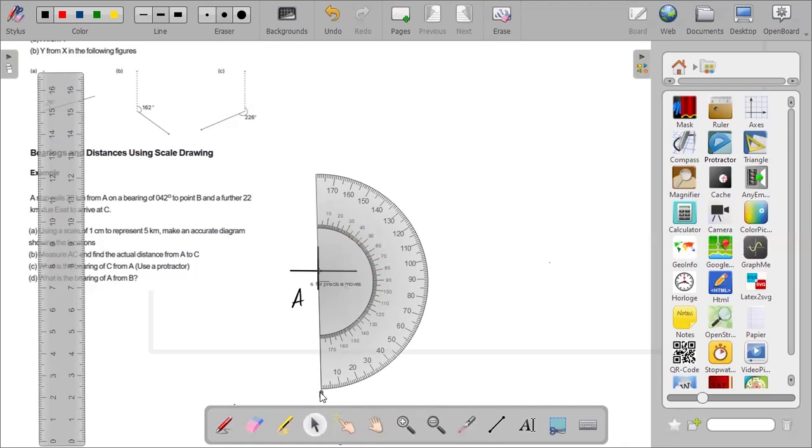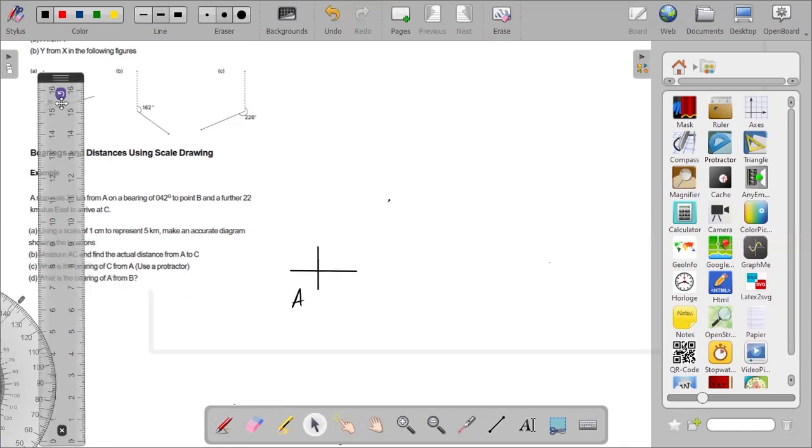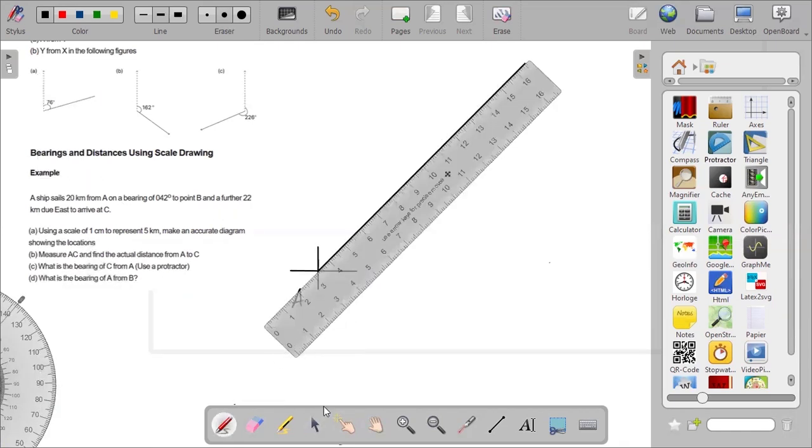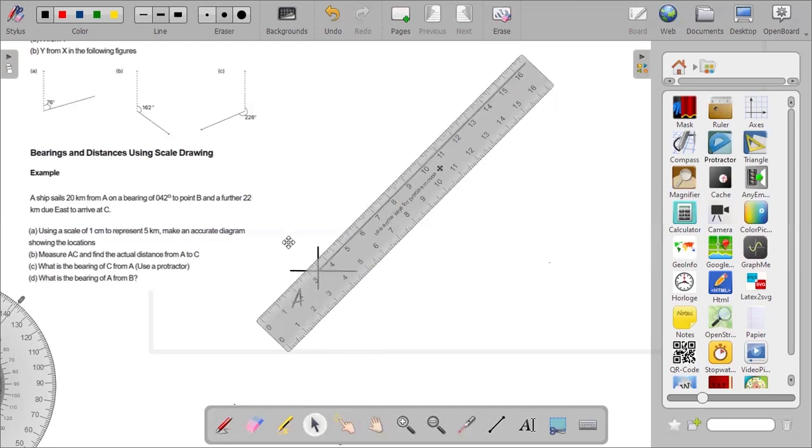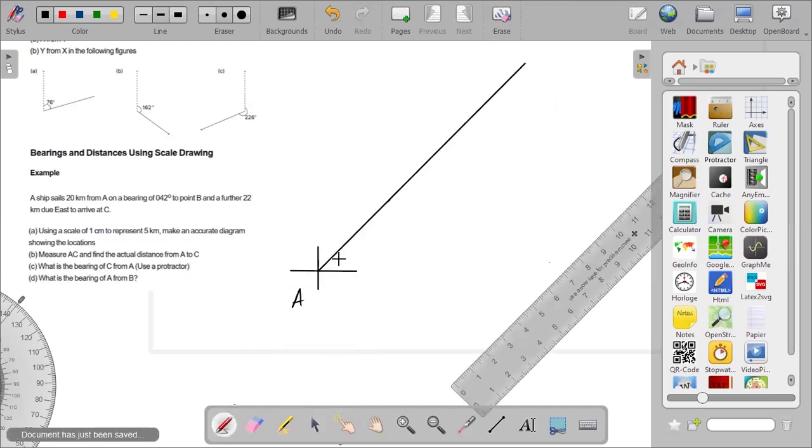Let me use this guide to get it. This is my 40, and 42. 42 is equivalent to 138. Good. That is 42 right there. So I'll place a mark there, then connect that point to point A. That is a bearing of 42 degrees from point A. That is, this angle is 42 degrees.